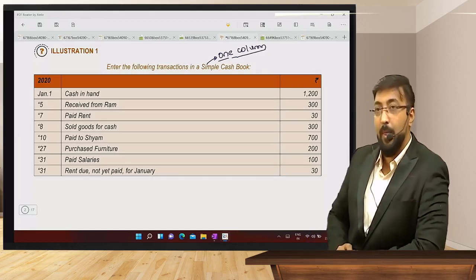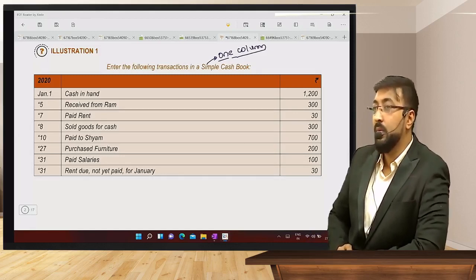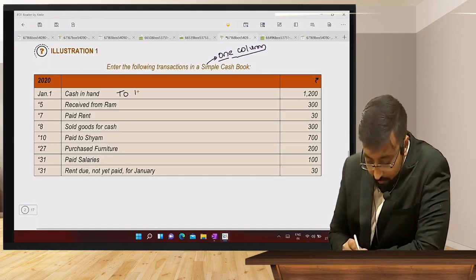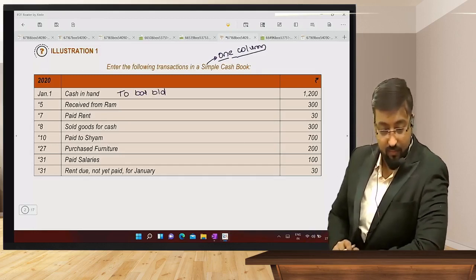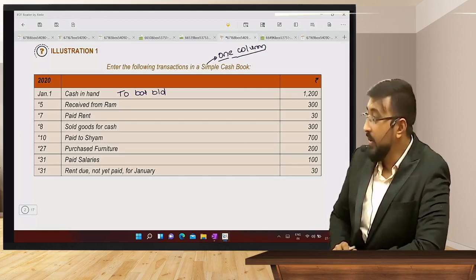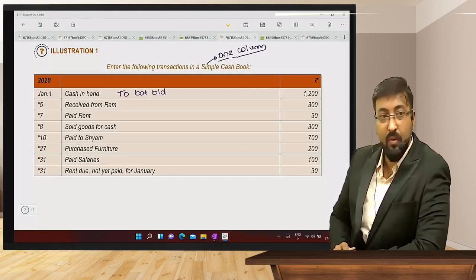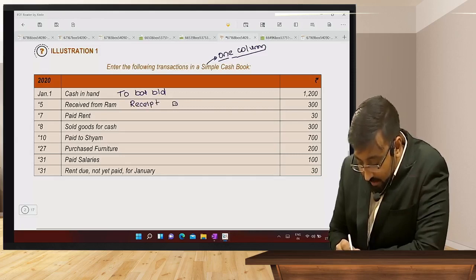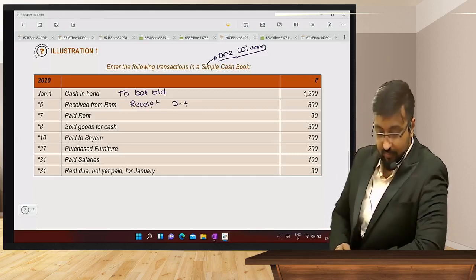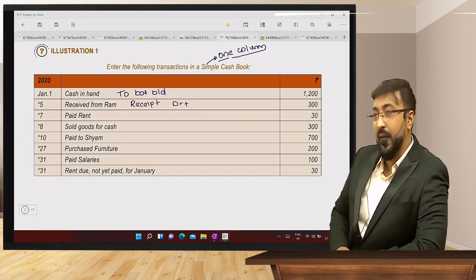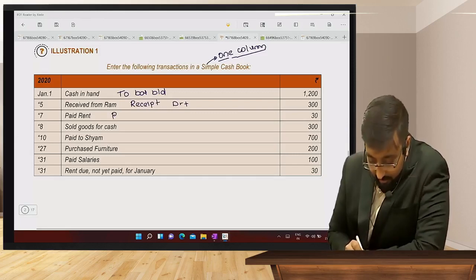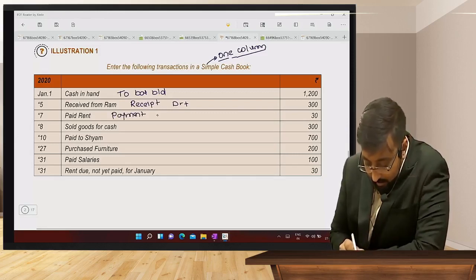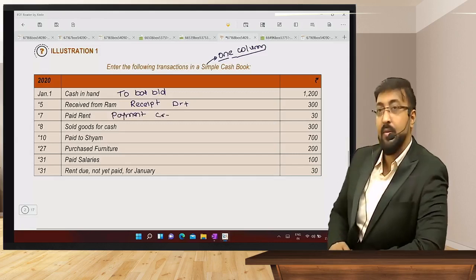Cash in hand, where to write? To balance brought down. Received from Ram. Is it receipt side or payment side? Receipt side. So receipt means cash comes in, therefore debit plus. Paid rent. Payment side. By rent means credit minus.